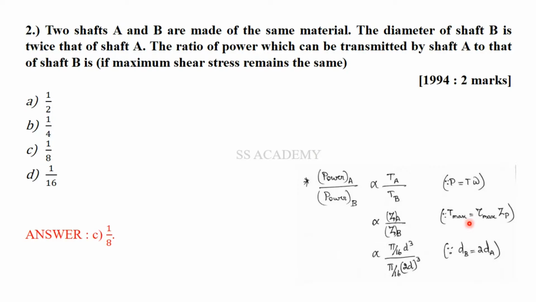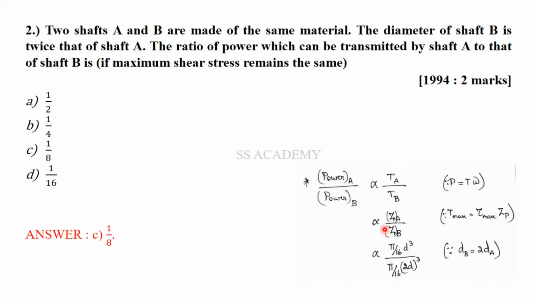We know that T max is equal to tau max into ZP. This is based on a circular shaft under pure torsion equation, which we will be discussing in the upcoming video and in the upcoming questions. Also, you just remember that T max by J is equal to tau max by R, which results in T max is equal to tau max into ZP. So it eventually becomes that TA is directly proportional to ZPA since the maximum shear stress is constant.